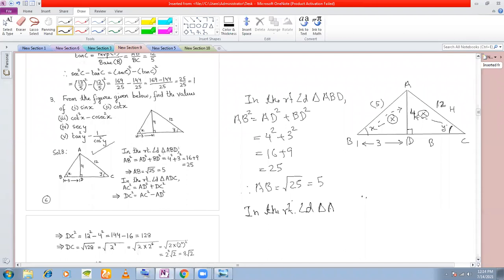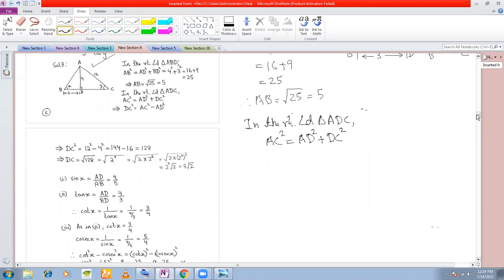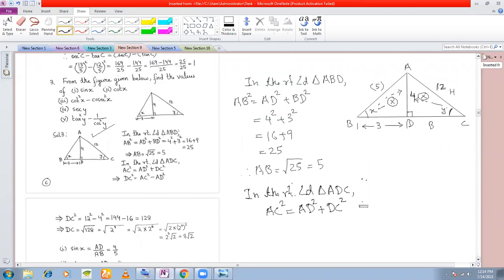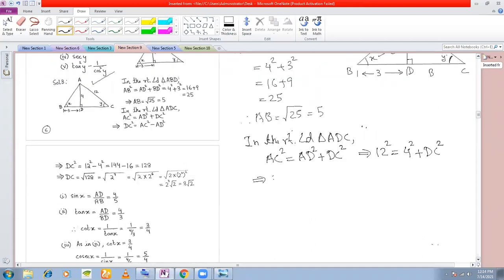This time we are considering ADC. AC square, hypotenuse square, is equal to perpendicular square, AD square, plus base square, which is DC square. Put the values here. What are the values given here? AC is given to be 12, AD is given to be 4, and DC we need to calculate, right? So here we have 144 is equal to 16 plus DC square.